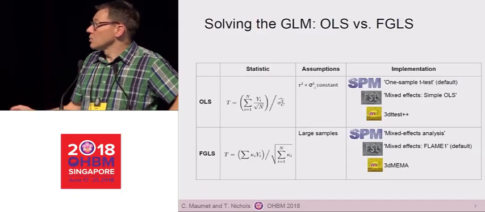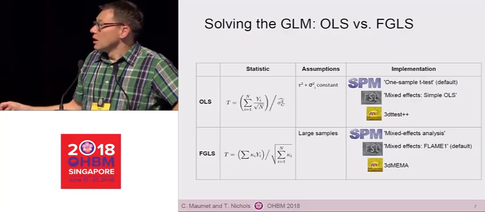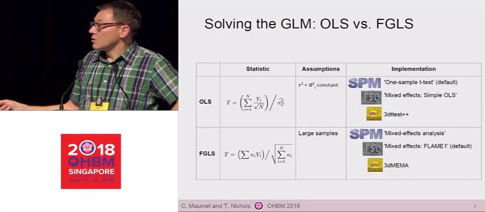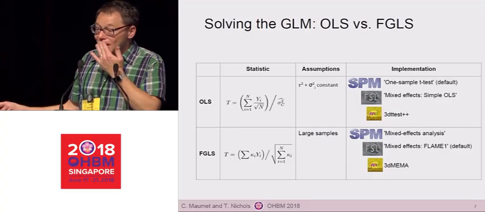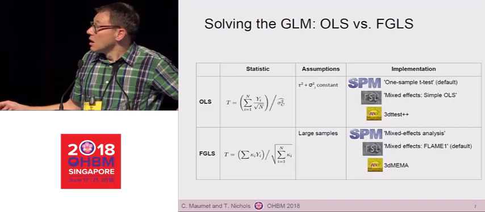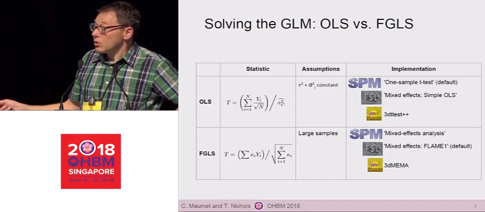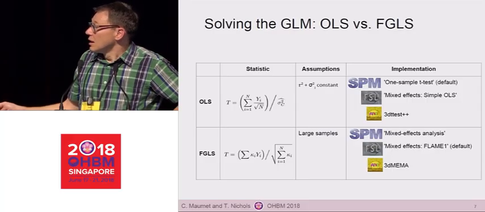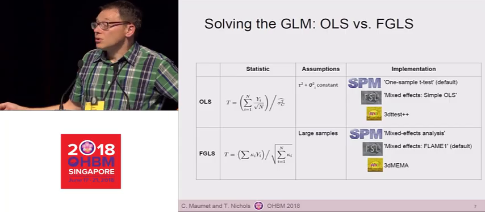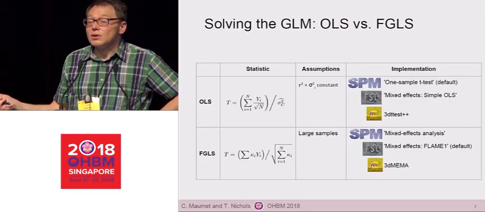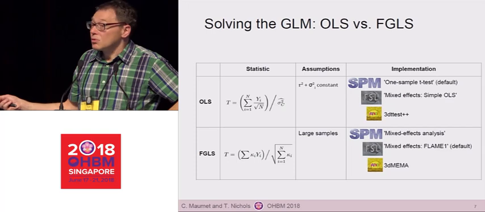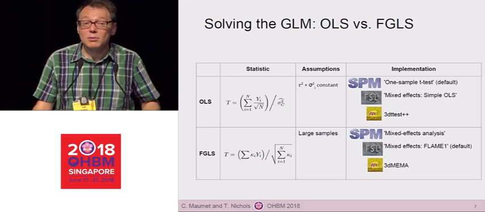So what are the options? Well, if you were to do this option here, this is just a one-sample t-test in SPM, or a mixed effects simple OLS in FSL, which is generally not recommended, or a 3D t-test in AFNI. If you actually want to account for both the within and the between study variance, you'd have to use SPM's mixed effects model, which is implemented.